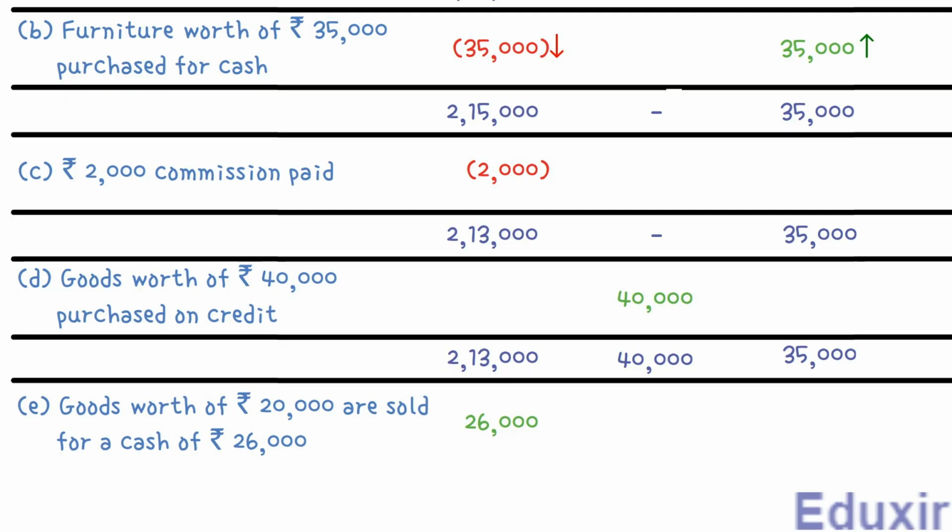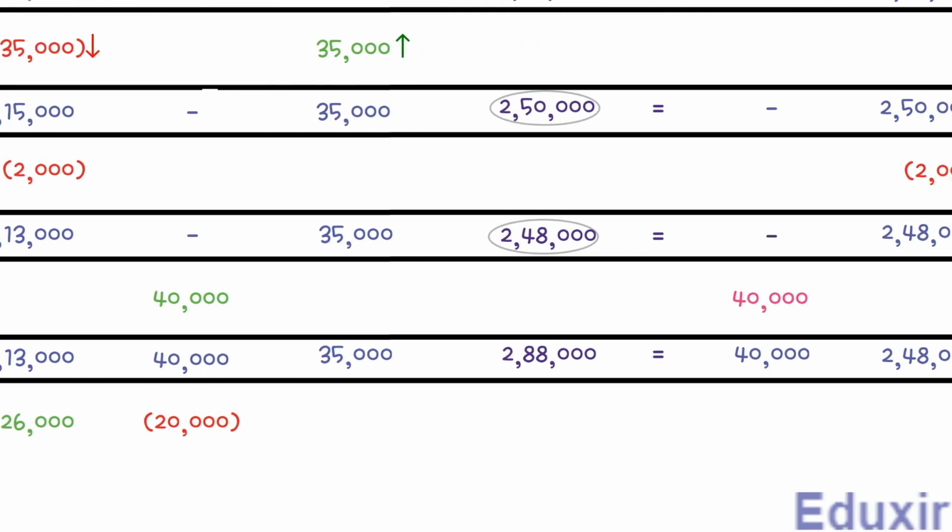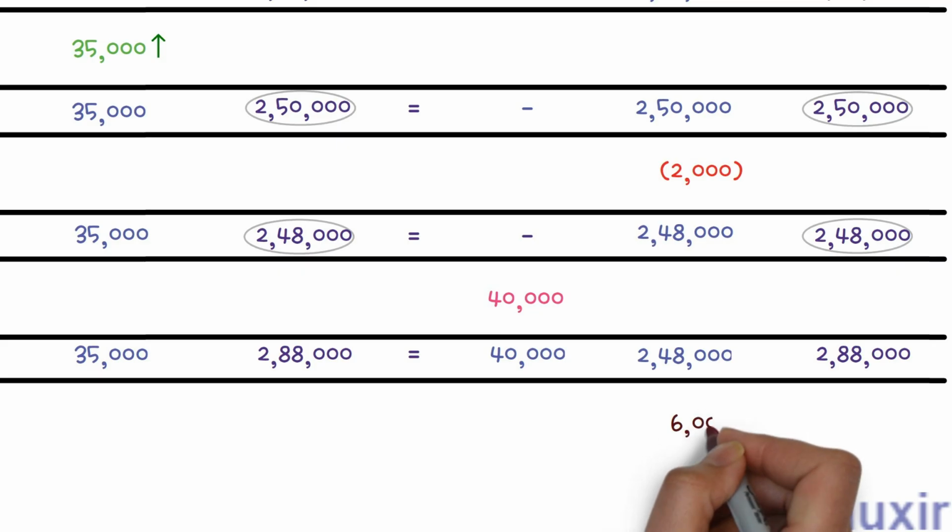At the same time, as the goods are sold in this transaction, the goods available with the business will now decrease by 20,000 rupees. See, here we should reduce the cost of goods, not the sale price, because the goods worth 20,000 rupees are sold out. I repeat, we should reduce the cost price of 20,000 rupees, not the sale price of 26,000 rupees. At the same time, as the business has made a profit of 6,000 rupees from the sale of these goods, the capital of the business will increase by 6,000 rupees.